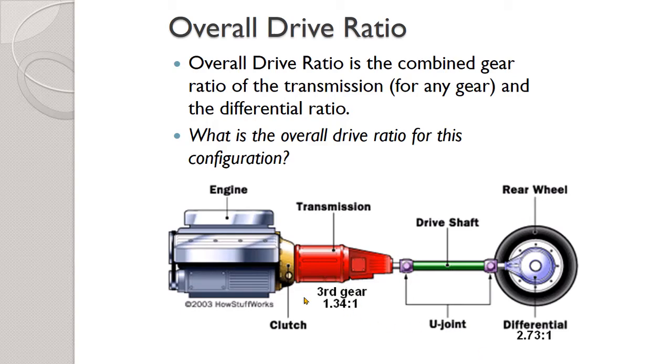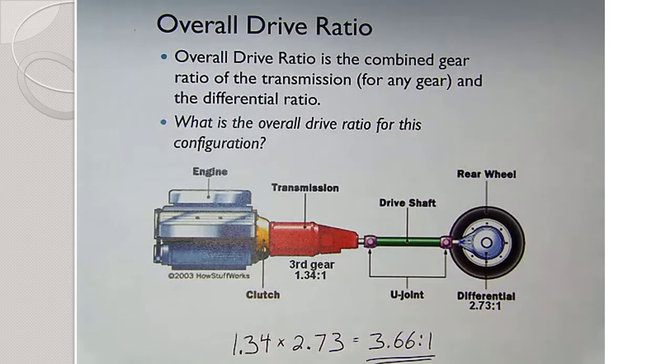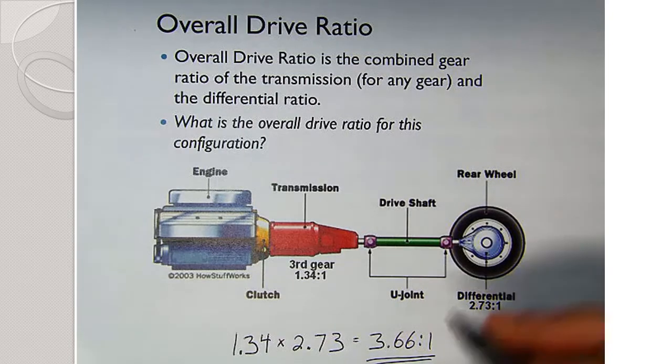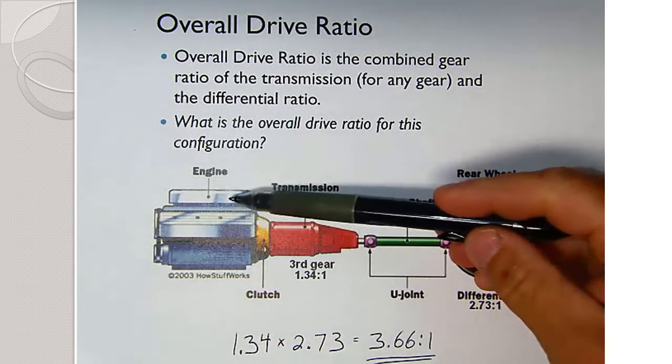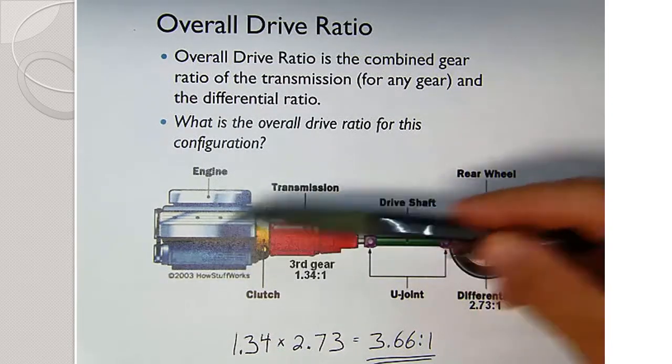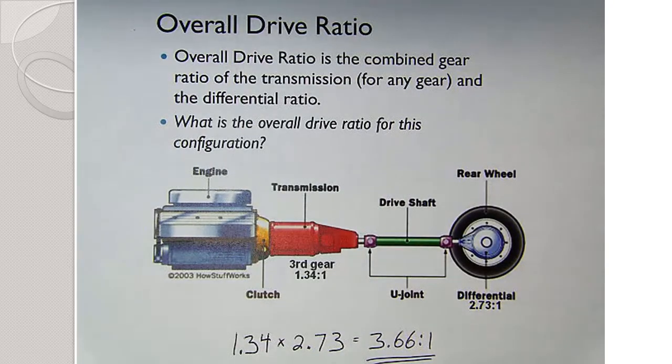So for example, in third gear of a transmission, we have a ratio of 1.34 to 1, calculated just like the problems we just did. Our rear axle ratio is 2.73 to 1. And so the overall drive ratio for this transmission turns out to be 3.66 to 1. That's our overall drive ratio. That means the engine has to turn 3.66 times in order to make the drive wheels turn once.